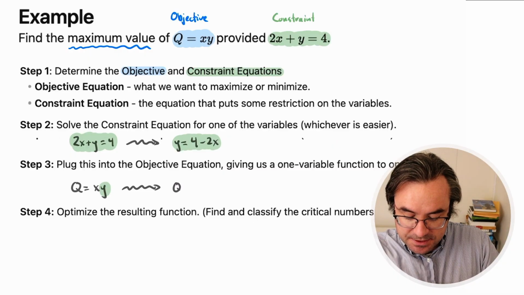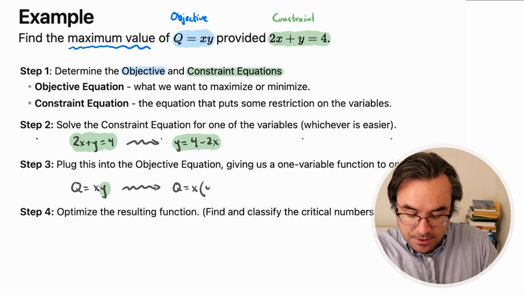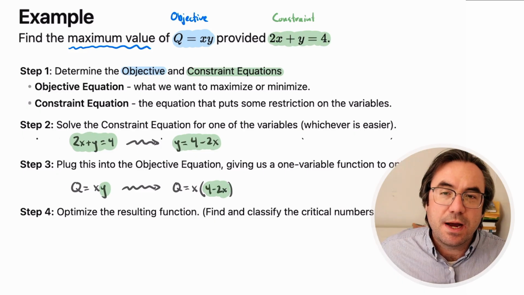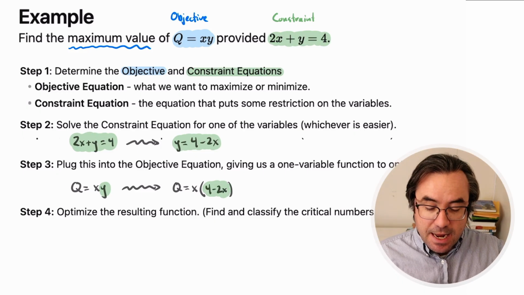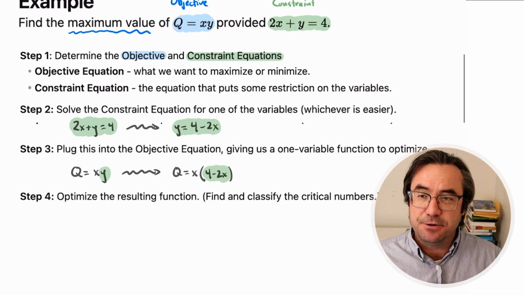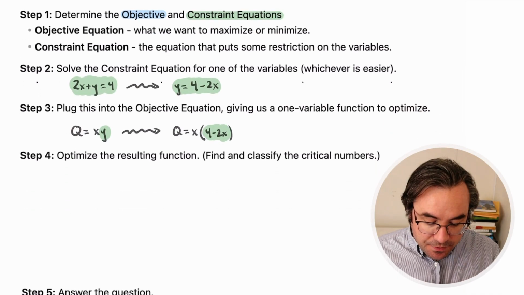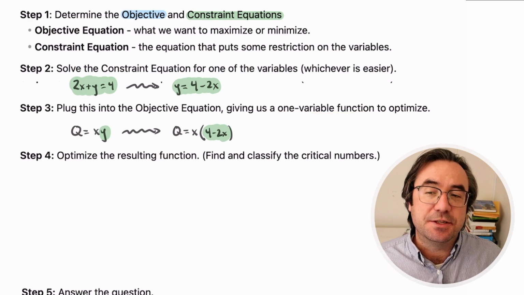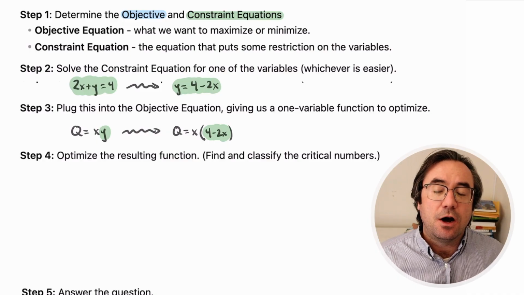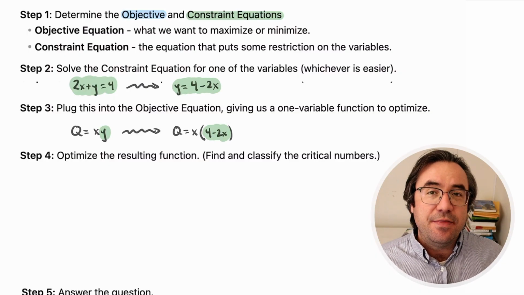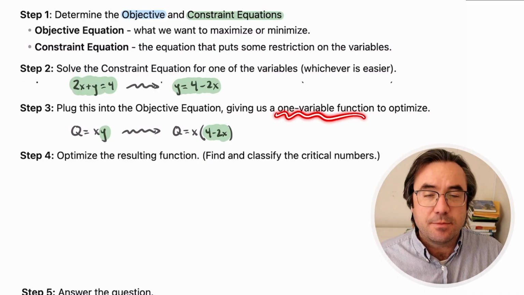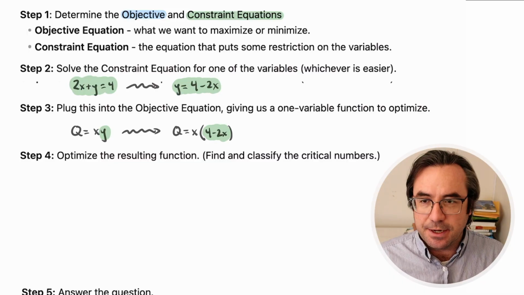And this is kind of where we want to go. So when we replace that y with 4 minus 2x, now what we have is a one variable function. And that's what we want, a one variable function to optimize, because all of our max and min techniques that we figured out all involve doing the first derivative and then figuring out the critical numbers and going on from there. But we need a one variable function in order to do those things. So that's what we need.